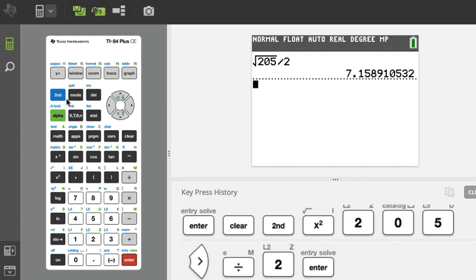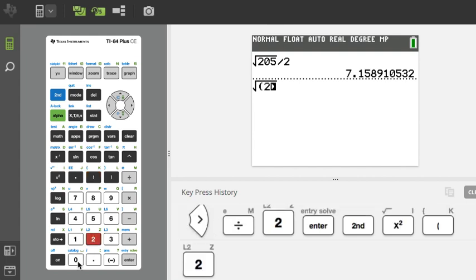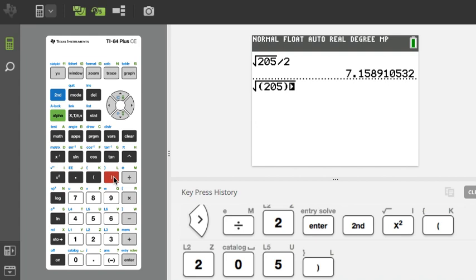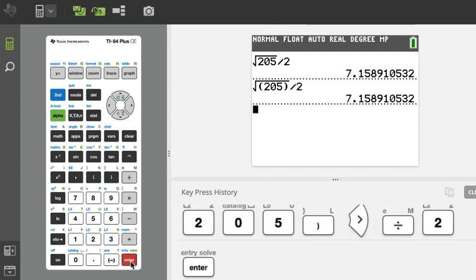If you have an older calculator, when you press this square root, this parenthesis comes up that you have no control over. And then you're going to put 205 in there, close the parenthesis. You don't have to use the arrow key, and then divide by 2. And you should get the same answer. Play with your calculator just to check and make sure.